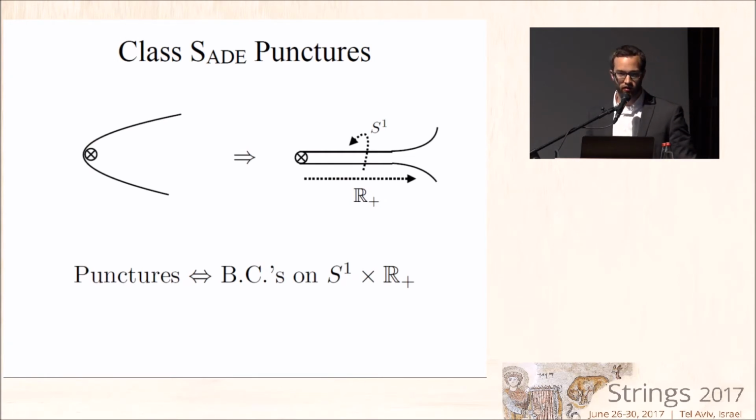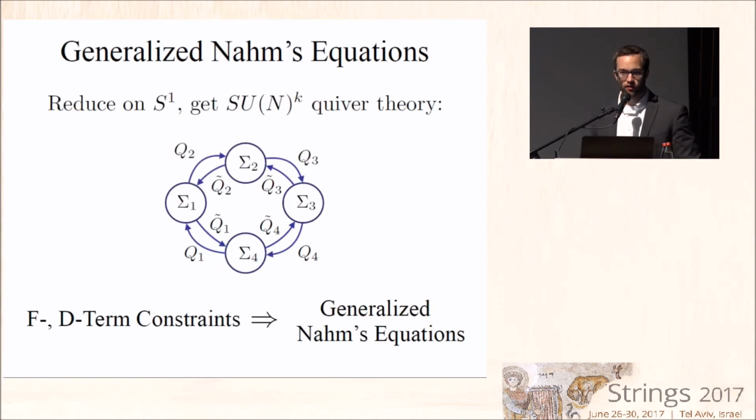Once again, we can consider the punctures by deforming the geometry, looking at the boundary conditions on this space. We perform the S^1 reduction. Now we get a slightly more complicated quiver. For the A, D, or E type theories, we respectively get the A, D, or E type affine Dynkin diagram. We can impose the F and D term constraints once again to preserve supersymmetry in 4D. And what drops out are a set of generalized Nahm's equations, which you can find written in our paper.